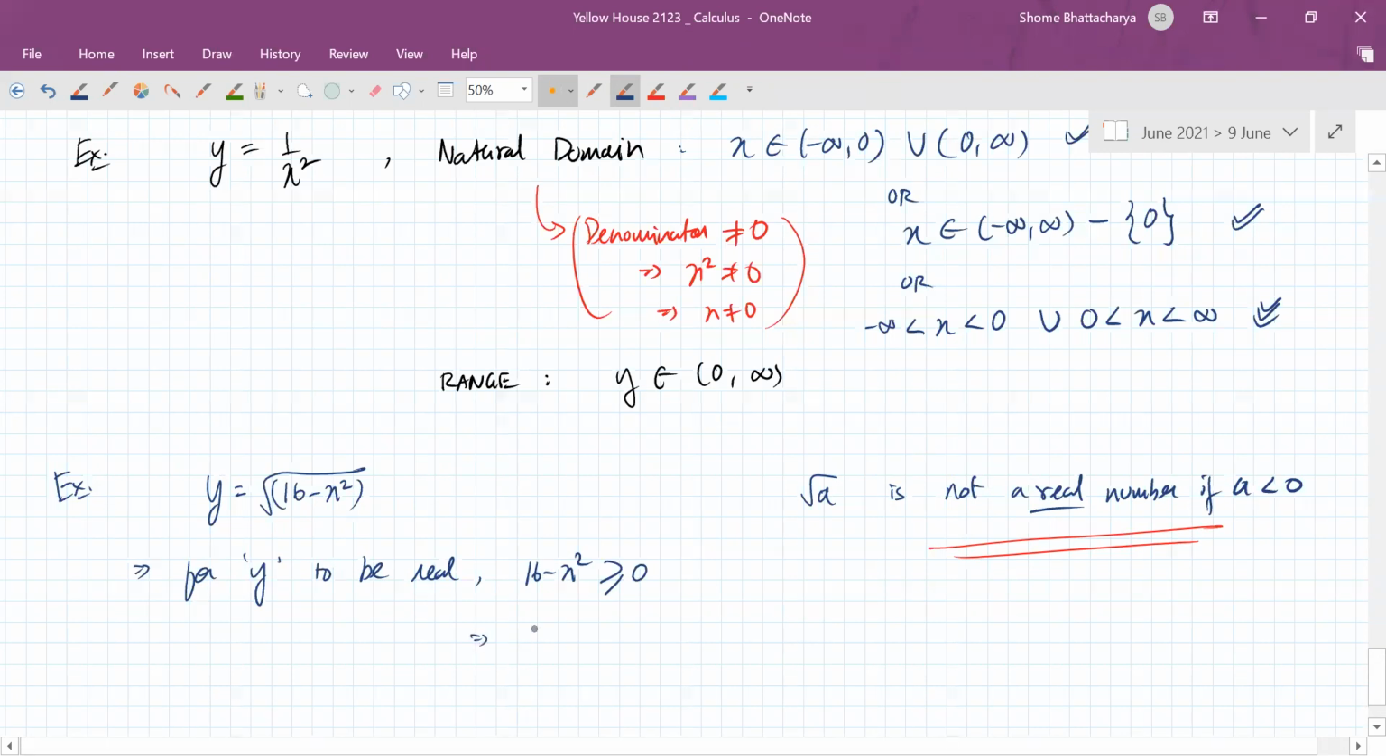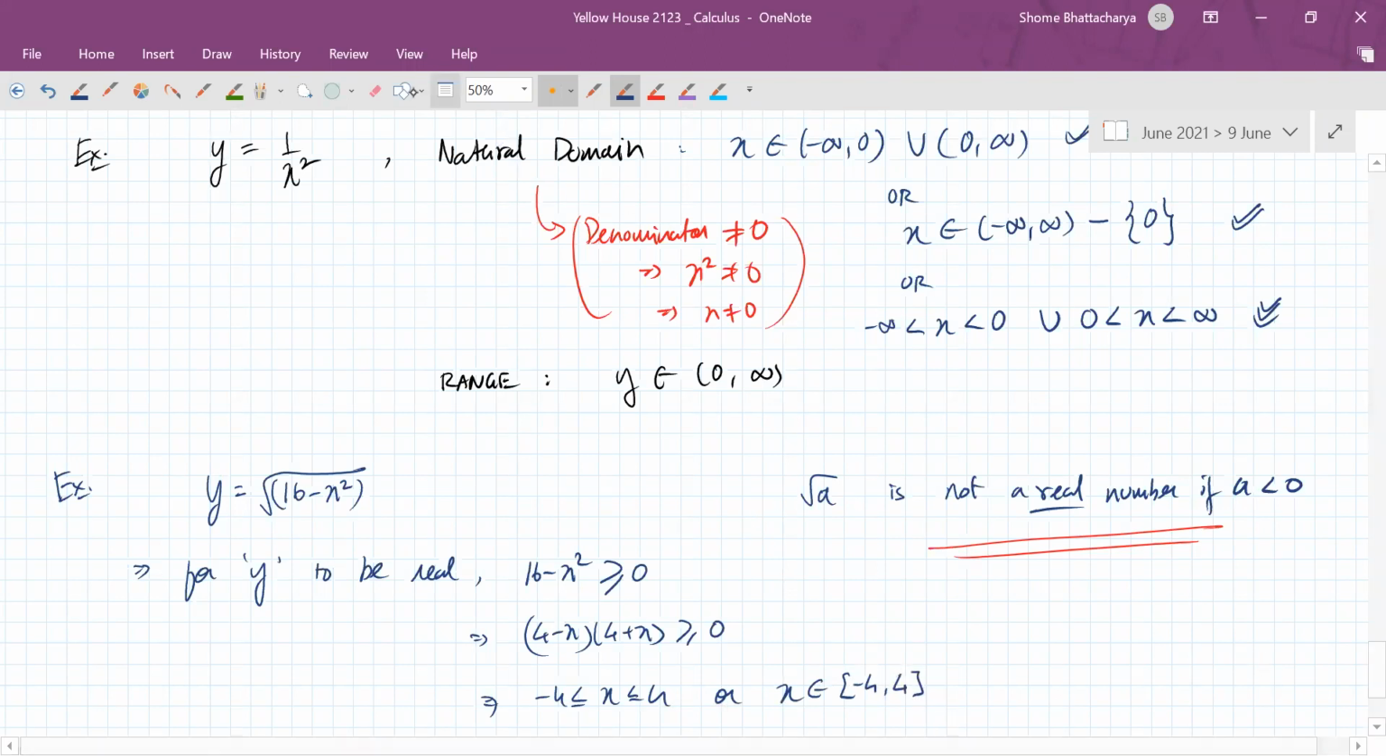Or 4 minus x into 4 plus x should be greater than or equal to 0. So that means x should be between minus 4 and 4. Or we can say that the natural domain is the closed interval minus 4 to 4.